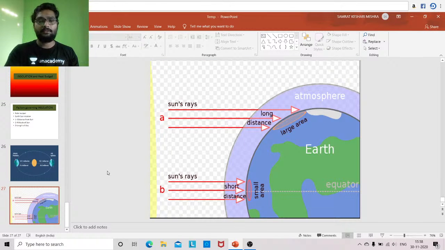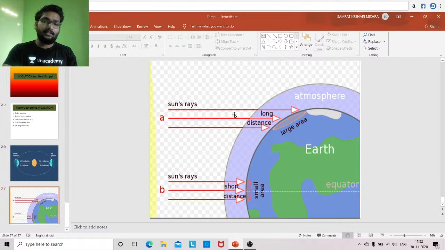The next is the sun's angle, sun ray angle. If you see, in the lower latitude sun directly hits perpendicular to the area, and these rays travel a short distance and fall on a small area. So the concentration is higher, and automatically temperature will be more.